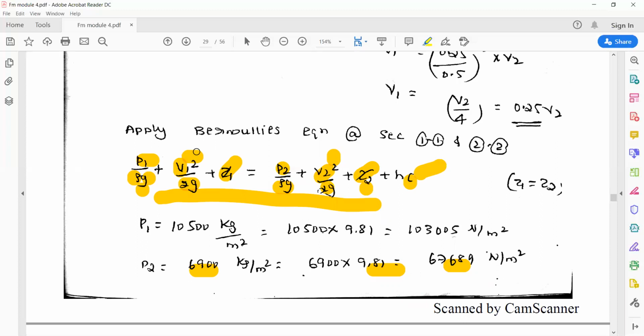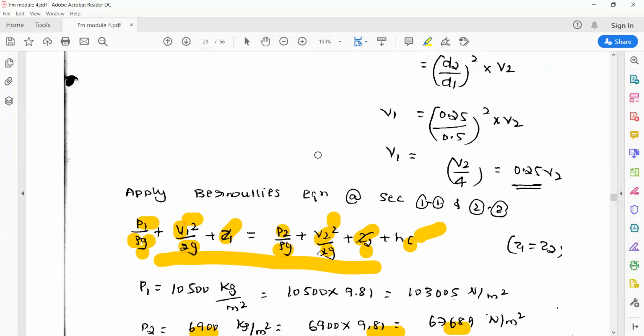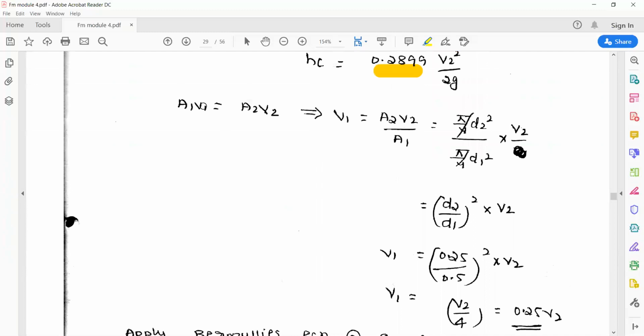So how do you convert V1 into V2? We can make use of the continuity equation. According to the continuity equation, we have A1 V1 is equal to A2 V2. So V1 is equal to A2 V2 divided by A1. A2 is pi d2 square divided by 4, A1 is pi d1 square divided by 4, into V2. So pi by 4 gets cancelled. The remaining will be d2 by d1 whole square into V2.